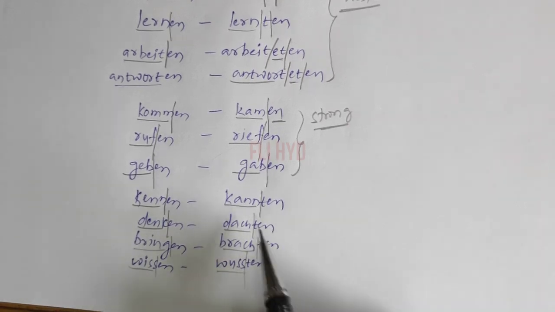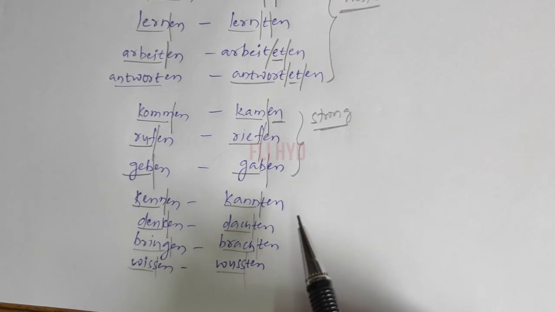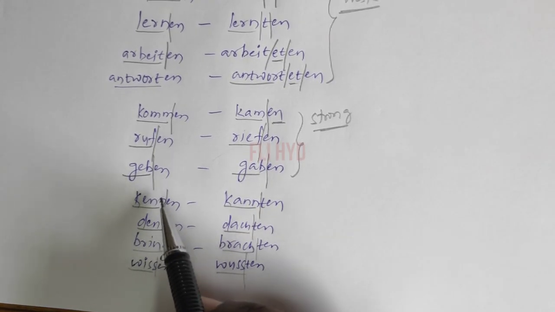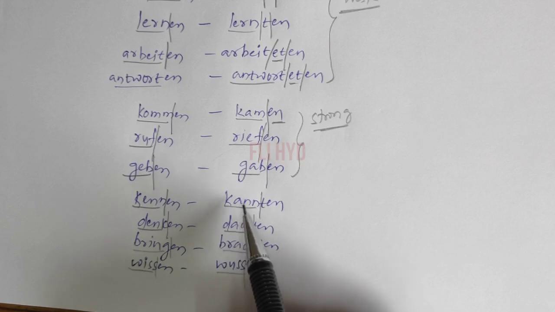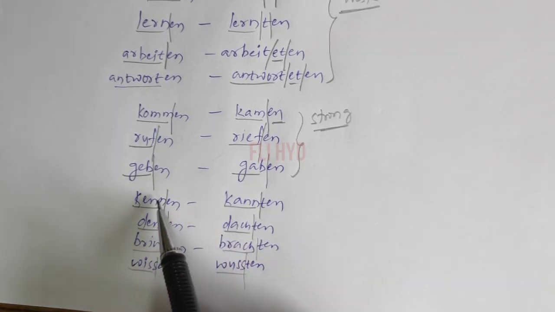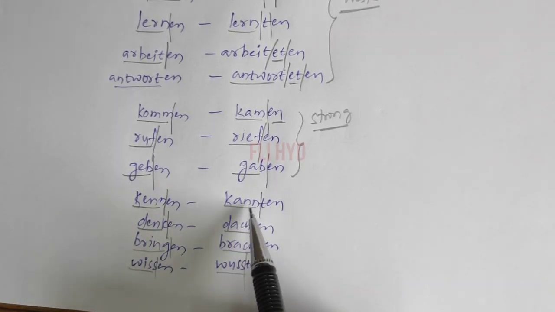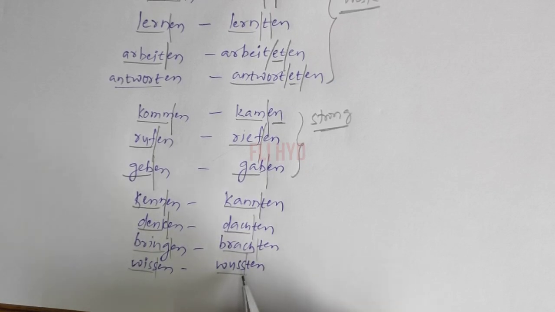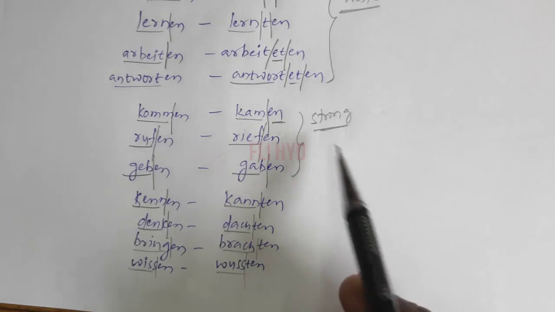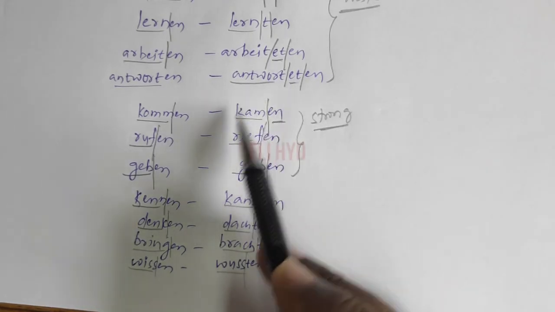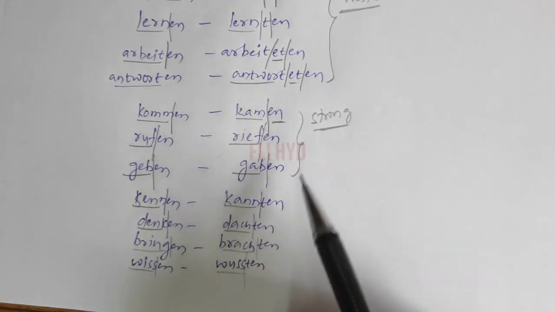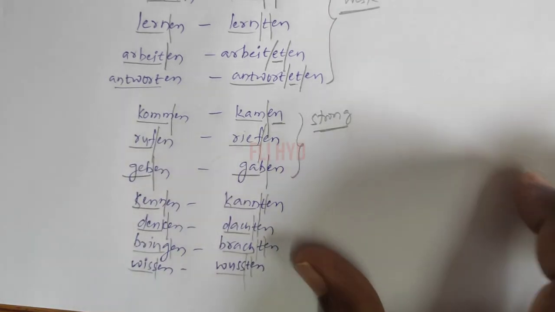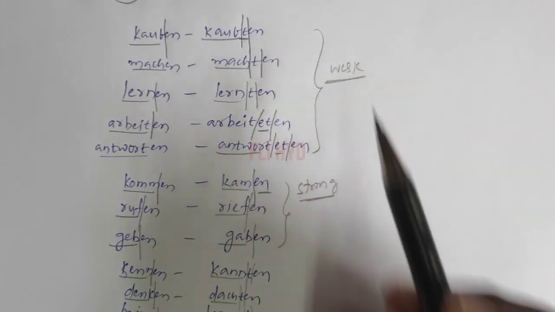Now you see here, check whether it is a weak verb or a strong verb. Normally, if the stem doesn't change, we consider it a weak verb. But here you can see that in all cases the verb stem changes: ken changes to kan, denk changes to dach, bring changes to brach, wiss changes to wuss. If the stem changes, we say it is a strong verb. But in a strong verb there is no t, and if you observe here, there is a t. So if there is a t in the past tense, we call them weak verbs.